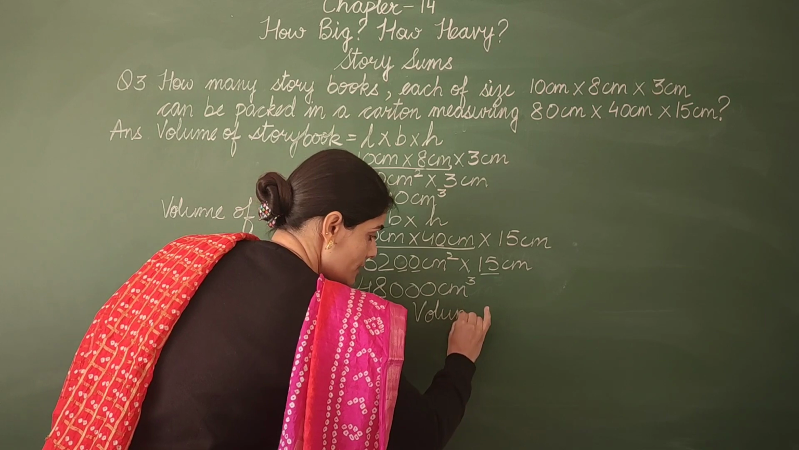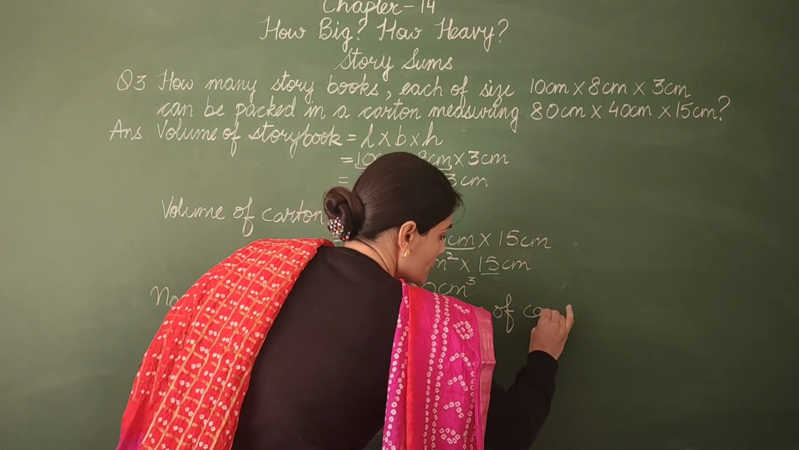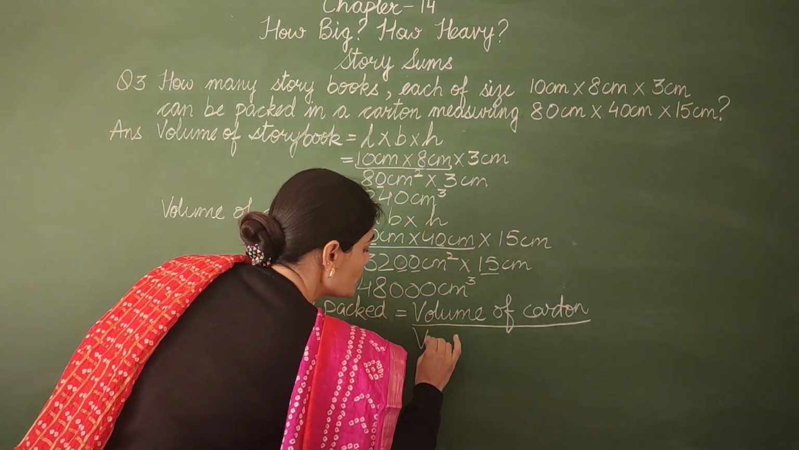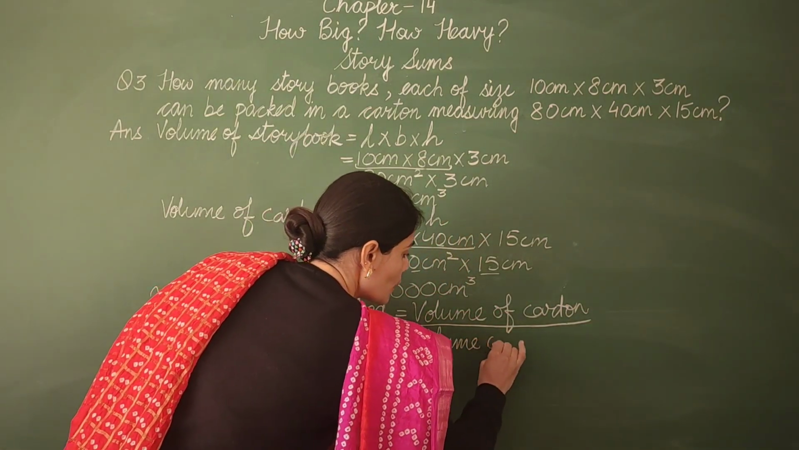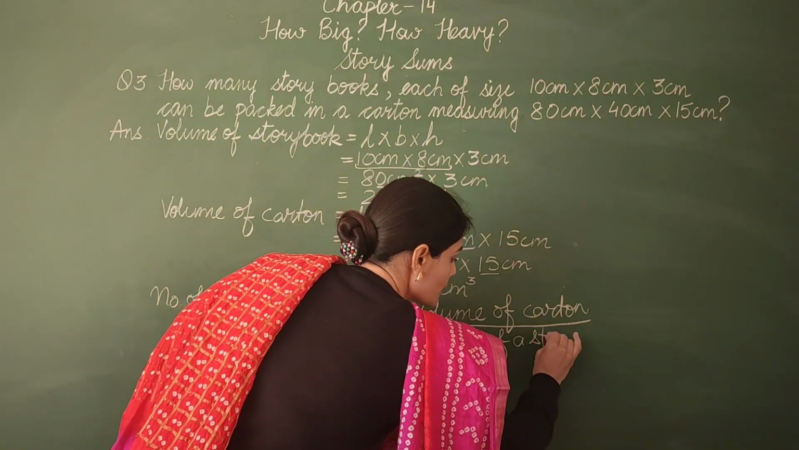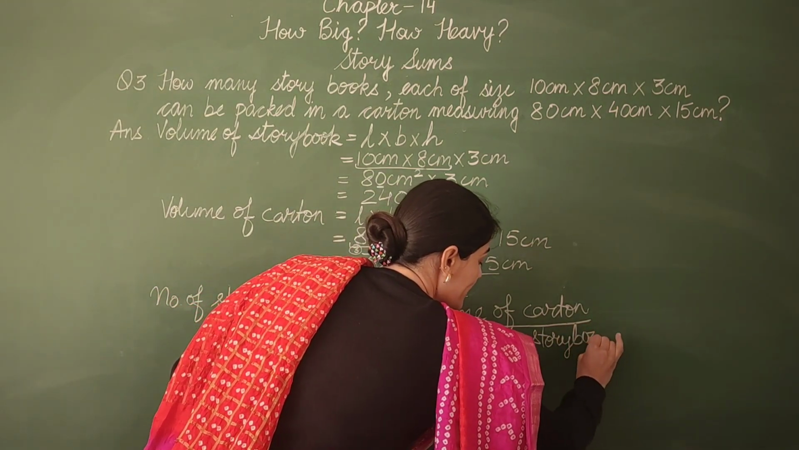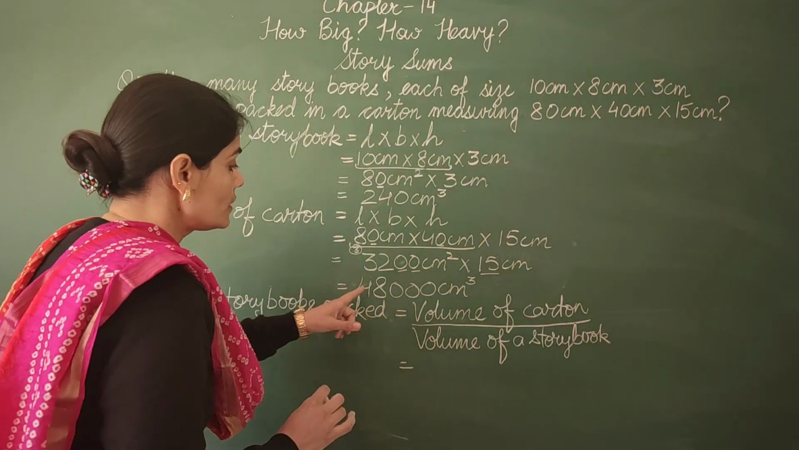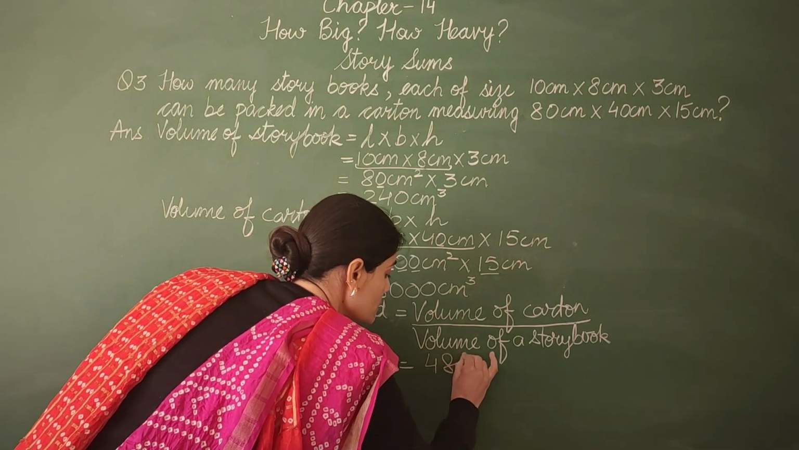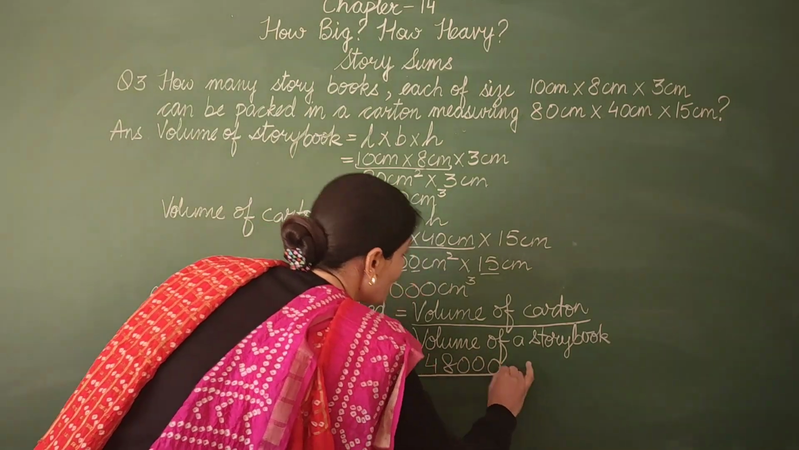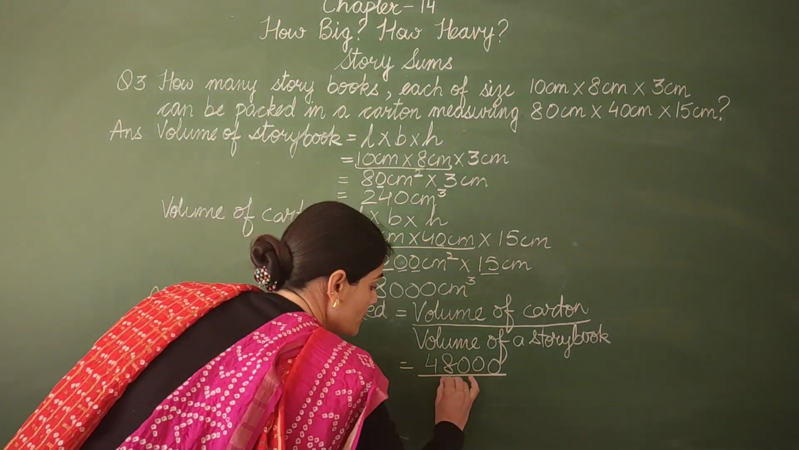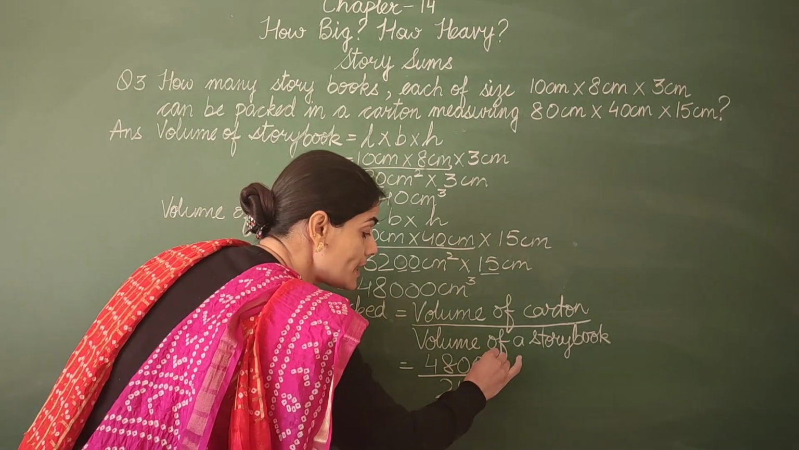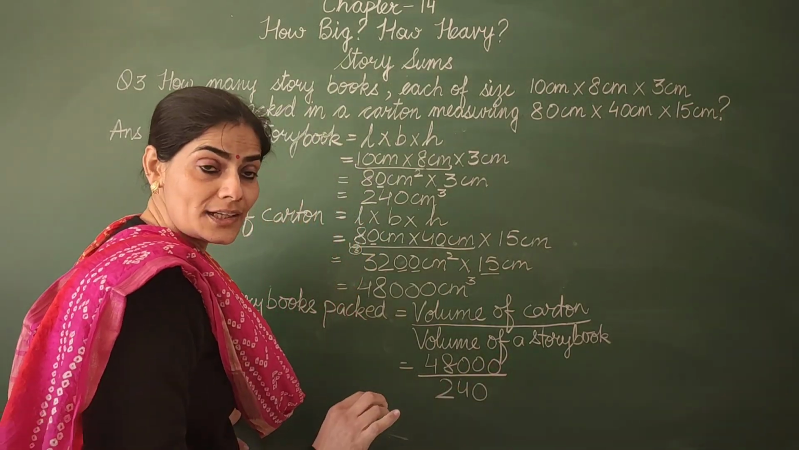Now, volume of carton divided by volume of a storybook. Clear everyone? Let's put the values now. So I write here 48,000 divided by 240. Now just observe, I cancel the same number of zeros in the numerator and denominator.